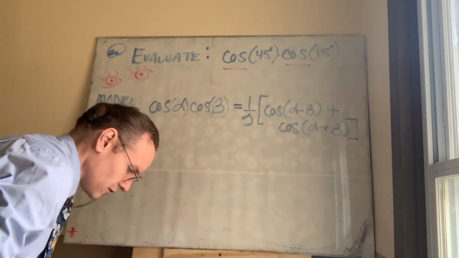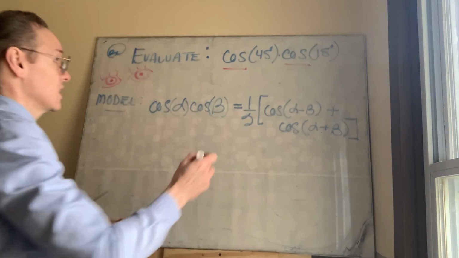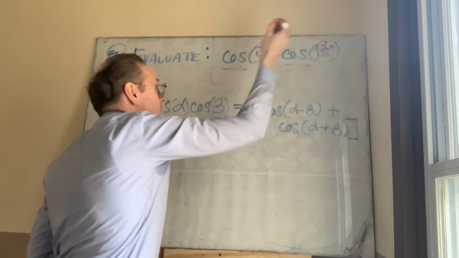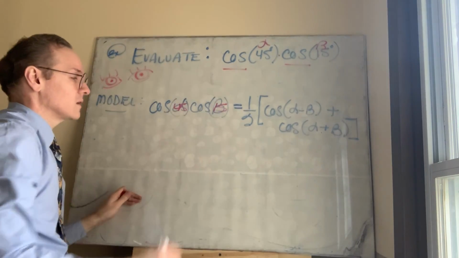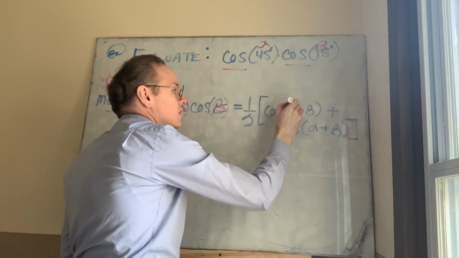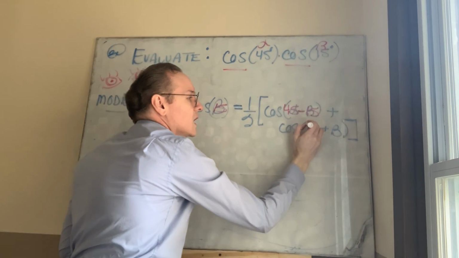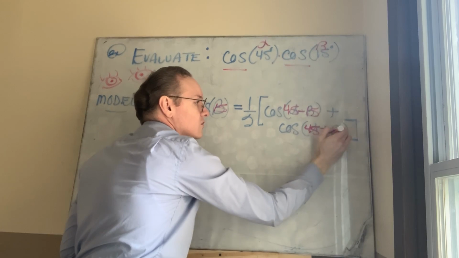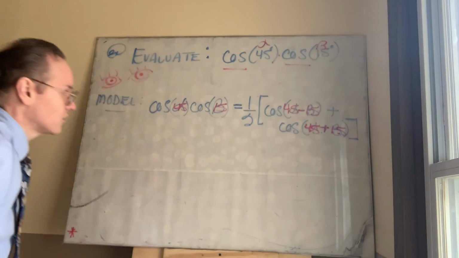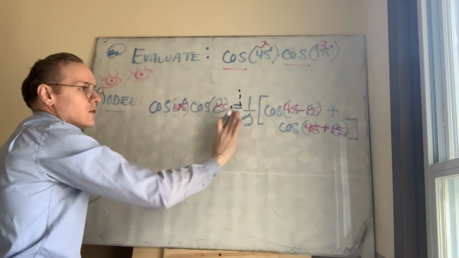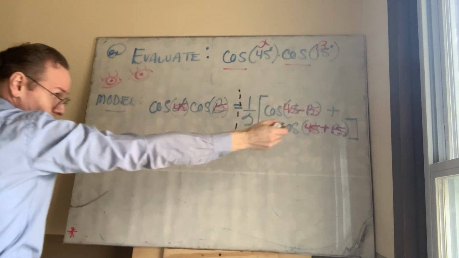So now we will make it conform to our specific situation. If this is an alpha and this is a beta, and this is a 45 here and a 15 here, that means that we will subtract 15 from 45 in this case, and we will add 15 to 45 in this case. Right? And at this point, you really just need to pay attention again to the right side because you're trying to evaluate it using a sum.